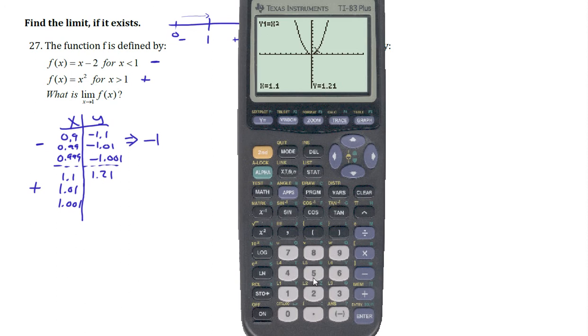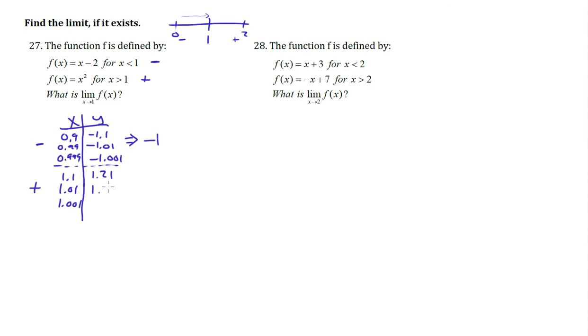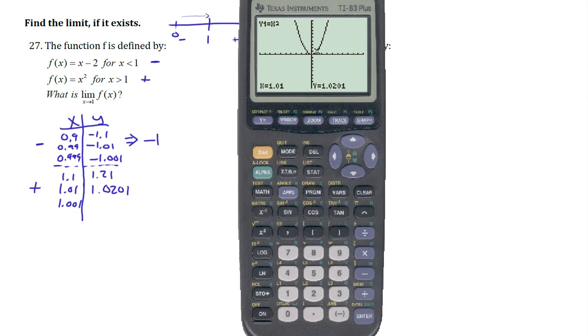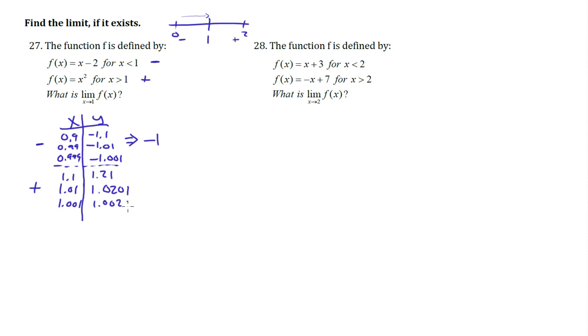And then let's put in 1.01. You square that, you get 1.0201, I think is what it said, right? Yep. And then 1.001 will give us 1.002001. So if you just look at these numbers, 1.21, 1.02, 1.002, this is getting closer and closer to positive 1. So the limit as x approaches 1 from the negative side is negative 1. From the positive side, it's positive 1. Since they're not going to the exact same number, the limit does not exist.